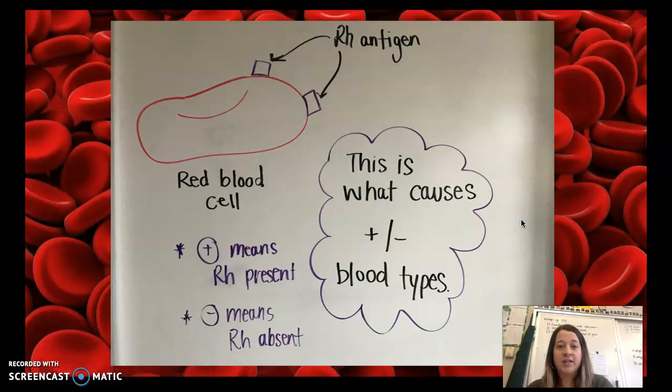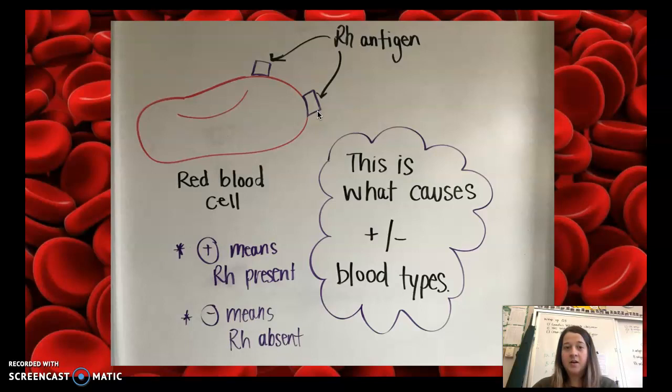Next, we have Rh antigen, and this is a new one. You haven't heard this before, but Rh is what causes the pluses and minuses in blood types. So a positive blood type means that the Rh antigen is present, and a negative blood type means that the Rh antigen is absent. All right? If it was absent, that means that there would be an Rh antibody present. But in this example, for this blood type, we have an Rh antigen right here, and so we do not have the antibodies.